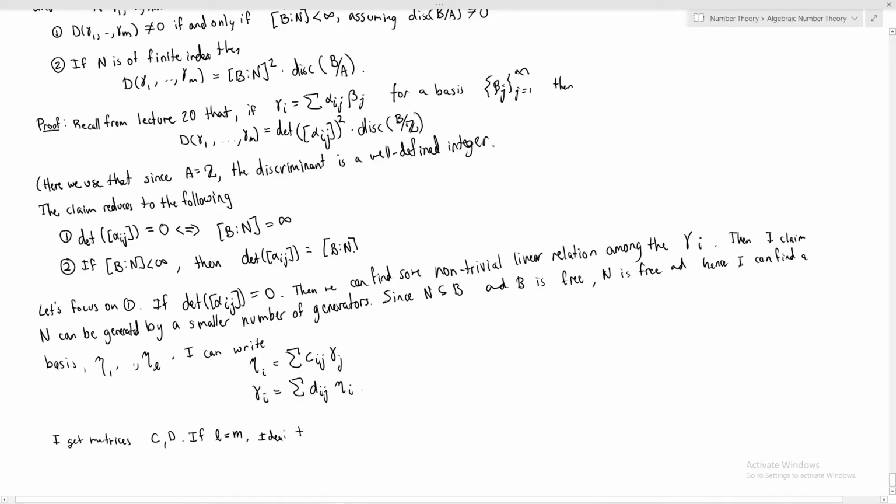So the linear combination of gamma i's, which is 0, will induce... Okay, so forget the matrices. Will induce a linear combo of eta i's, which is 0.